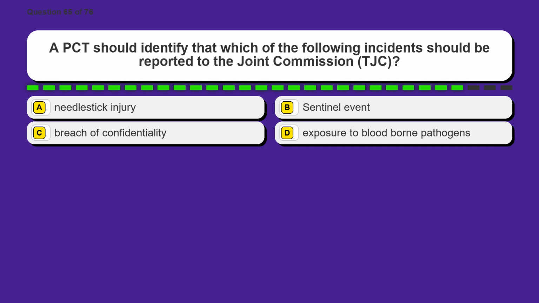Question 65. A PCT should identify that which of the following incidents should be reported to the Joint Commission, TJC. Option A. Needle stick injury. Option B. Sentinel event. Option C. Breach of confidentiality. Option D. Exposure to blood-borne pathogens.